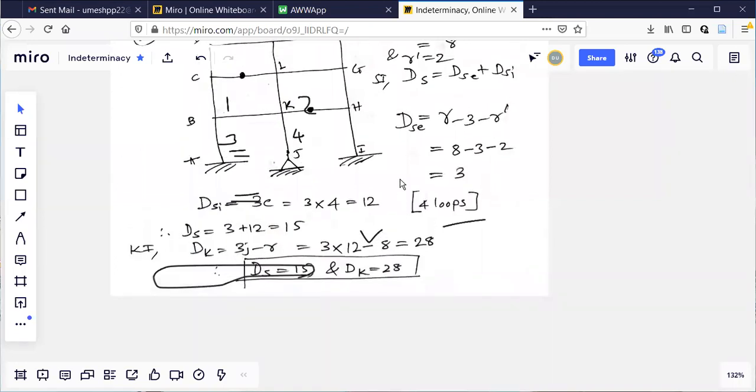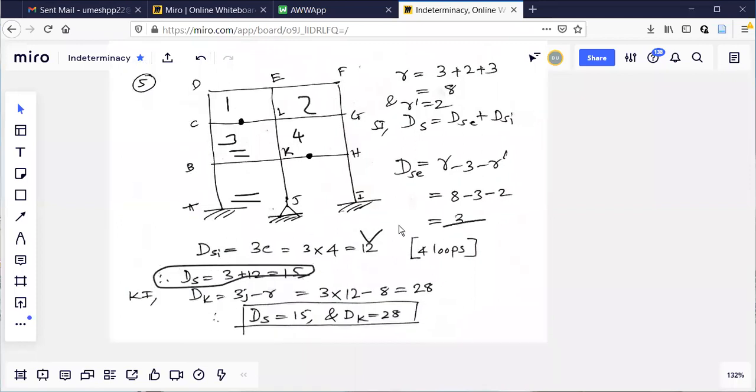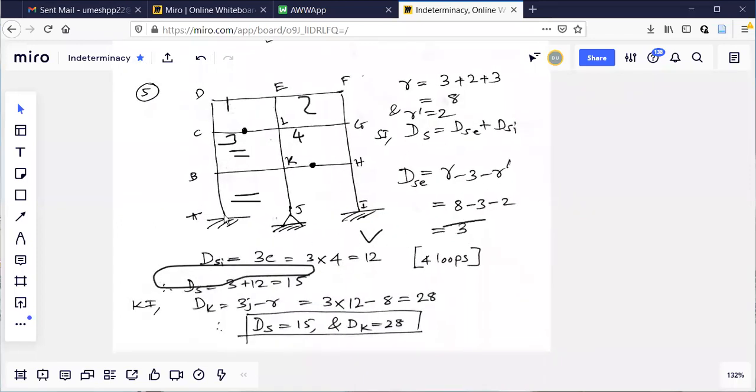DSK is 3j minus r. Again, you tell me how many joints are there. Already, I think it is discussed. 1, 2, 3, 4. 4 into, again 4 this side, 12 it is. So 3 into 12 minus 8. R is 8, unknowns are there, isn't it? So 3 into 12 minus 8 is 28. So this is how you can understand this problem.